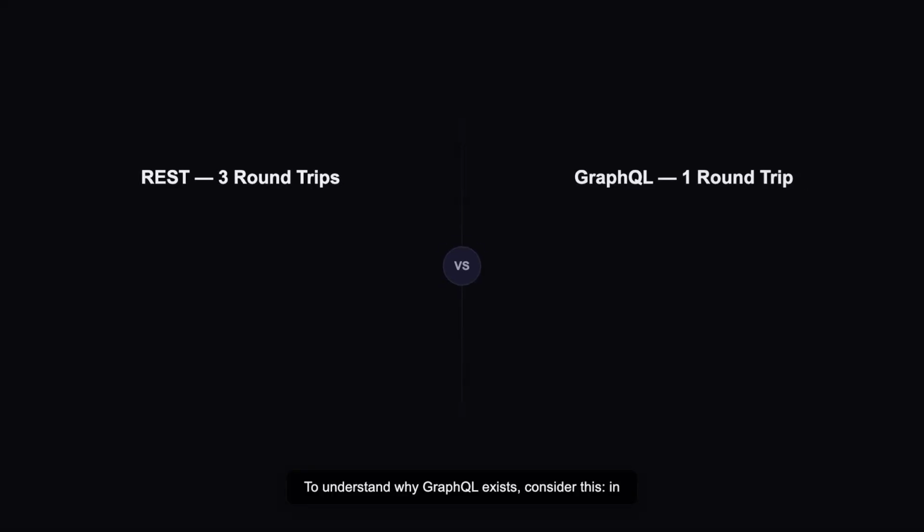To understand why GraphQL exists, consider this. In REST, fetching a user's profile with their posts and follower count requires at least 3 separate API calls: GET /users/42, GET /users/42/posts, and GET /users/42/followers. With GraphQL, that's one query, one round trip.